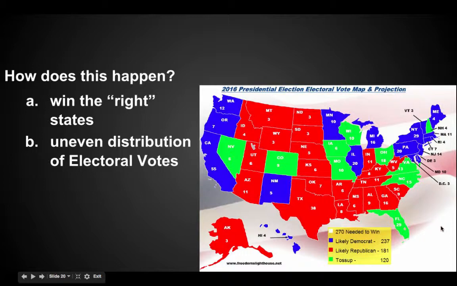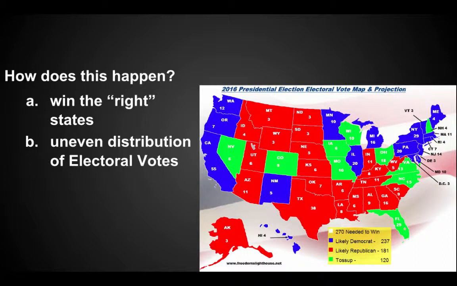And basically, all a candidate has to do is win the right amount of states in order to win 270 electoral votes. It doesn't really matter about the overall popular vote. Instead, it's just what do they have to do in order to win the 270 electoral votes.